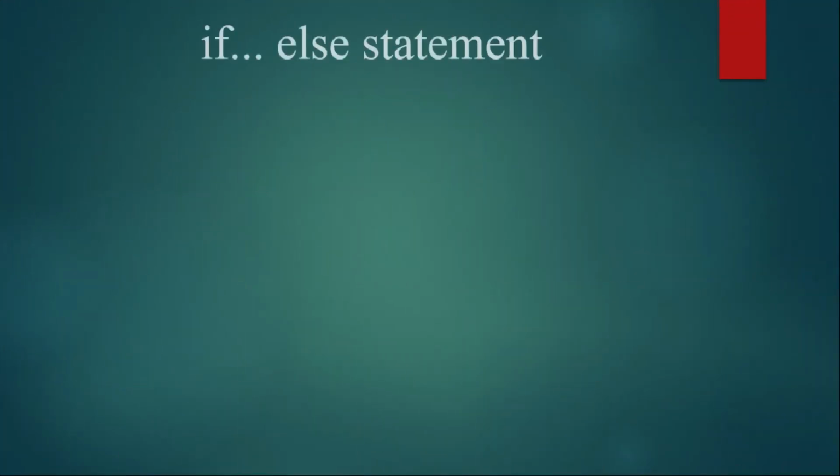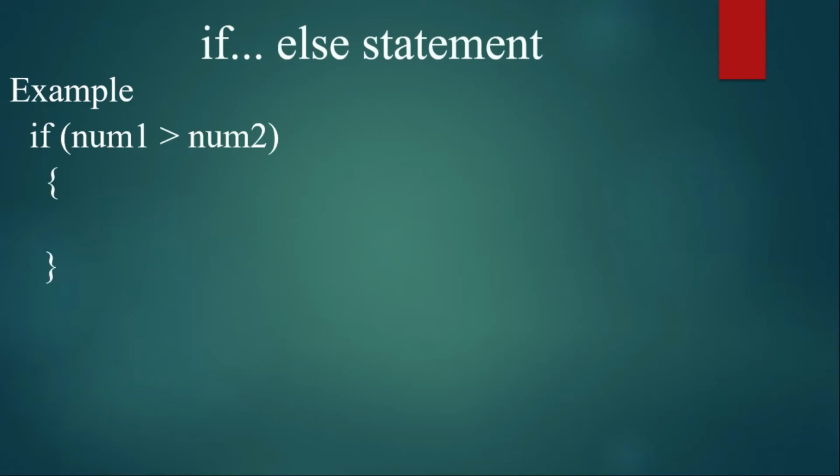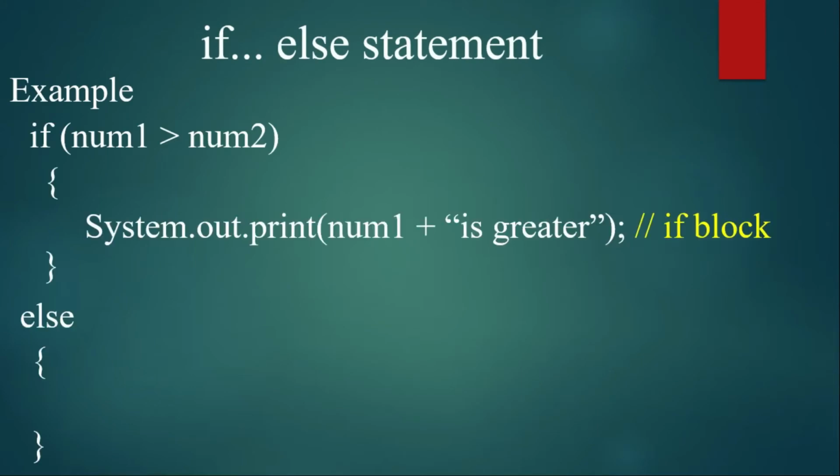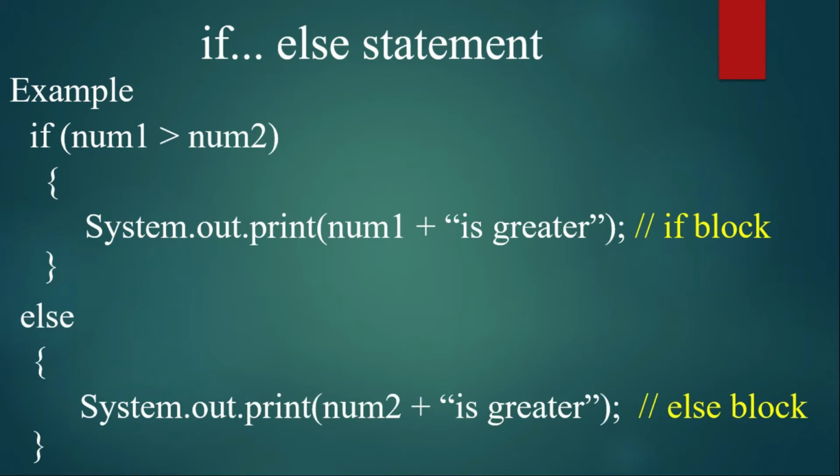Let us see an example for the if-else statement. The test expression given is num1 greater than num2. So if num1 is greater than num2, the expression is evaluated true. Then the statement in the if block, num1 is greater, will be printed. If num1 is less than num2, the expression is evaluated false. Then the statement in the else block, that is, num2 is greater, will be printed.